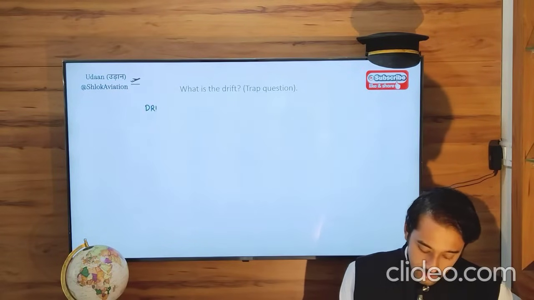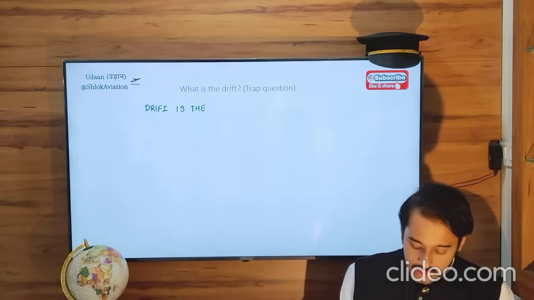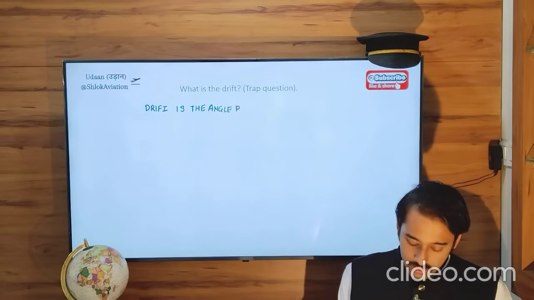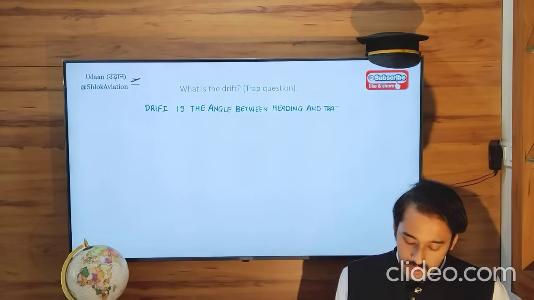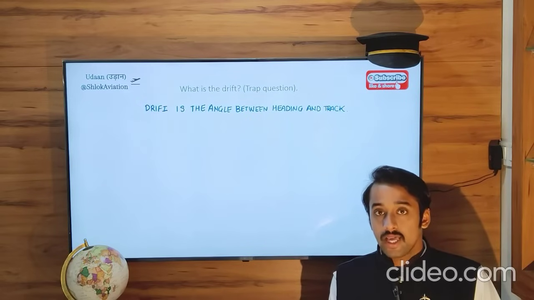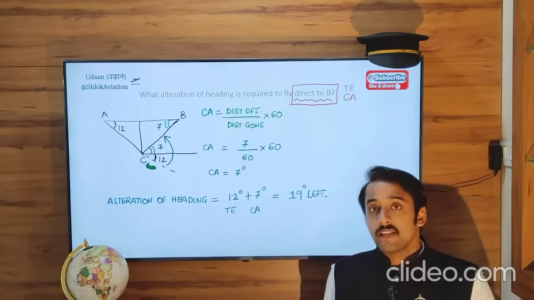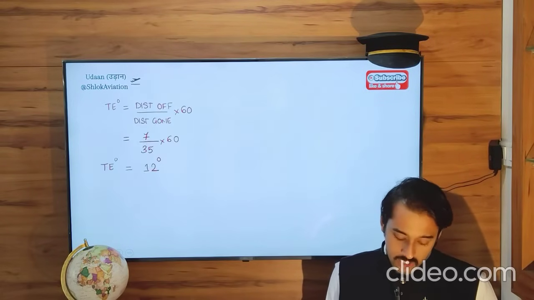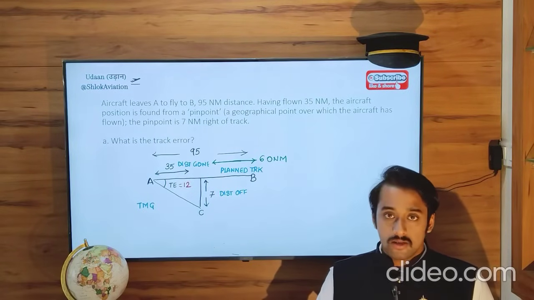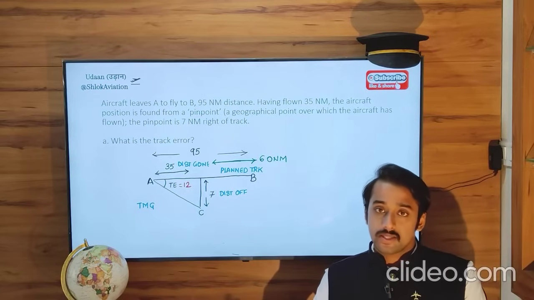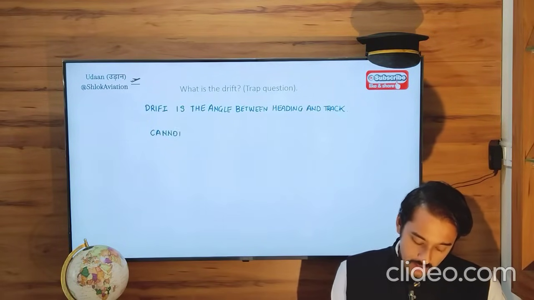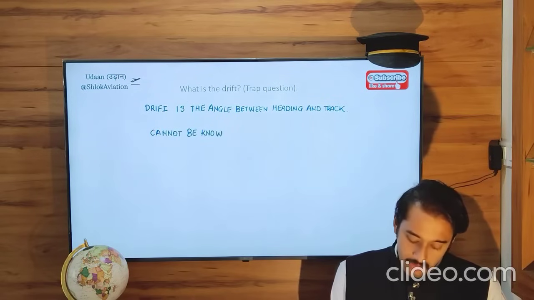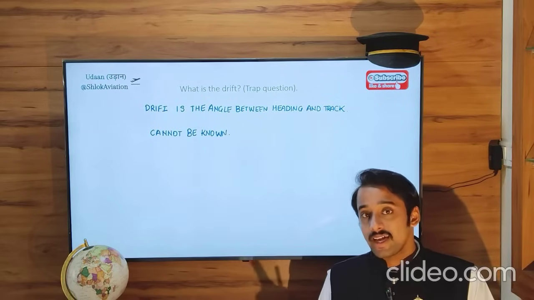By definition, drift is the angle between your heading and track. Drift is the angle between heading and track. So in order to find drift, we should know the values of heading and track. But in this question, we have not been given any values of heading or track. So finding drift is impossible. That's why drift cannot be known to us, because we should know the values of heading and track.